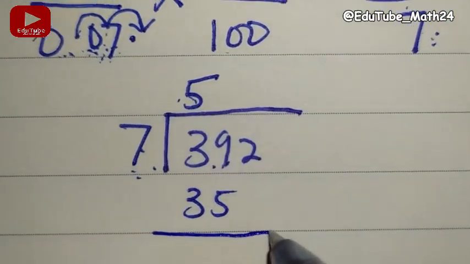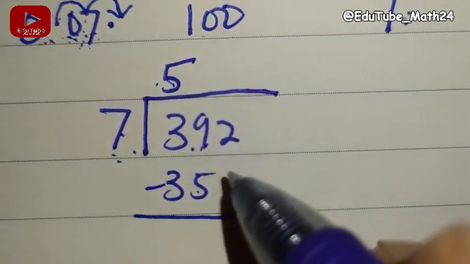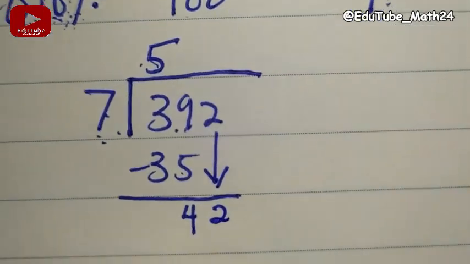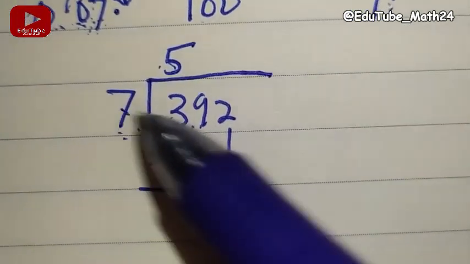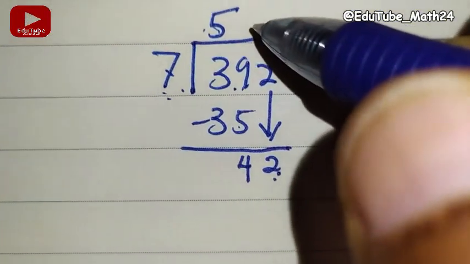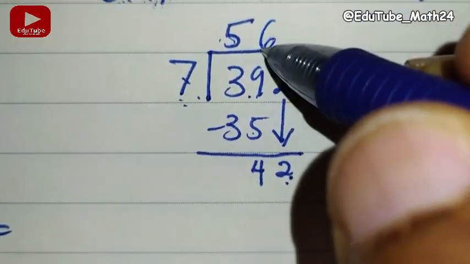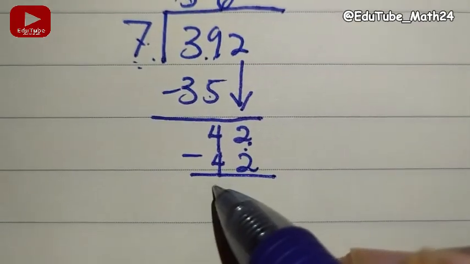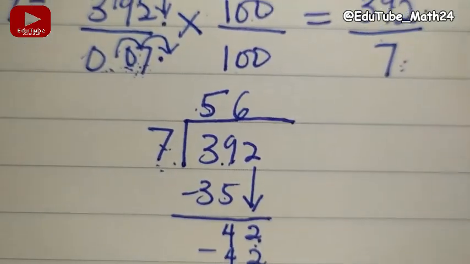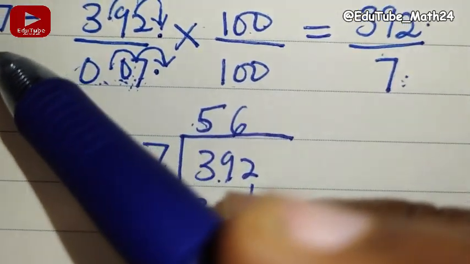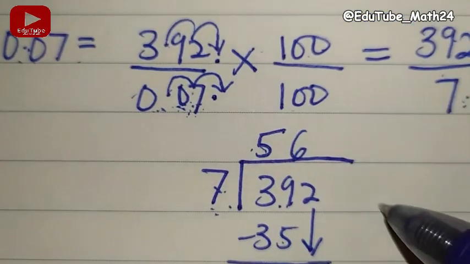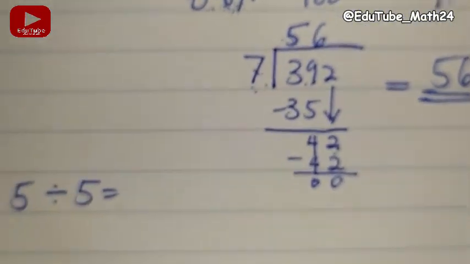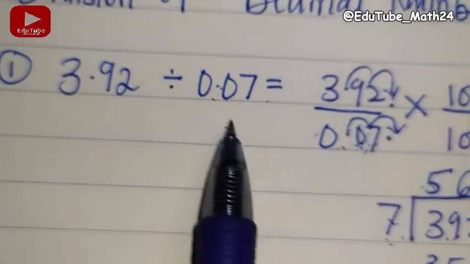If I take away 35 from 39, I'll be left with 4. I bring down my 2 here, so I have a new number, 42. 7 in 42 gives me 6 by my multiplication table, because 6 times 7 gives 42. If I take away 42 from 42, I'll be left with 0. So 3.92 divided by 0.07 gives me 56 as my answer. That is division of decimal numbers by decimal numbers.